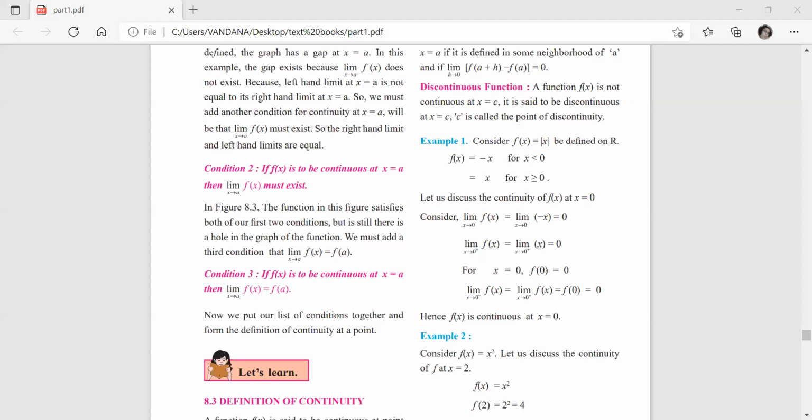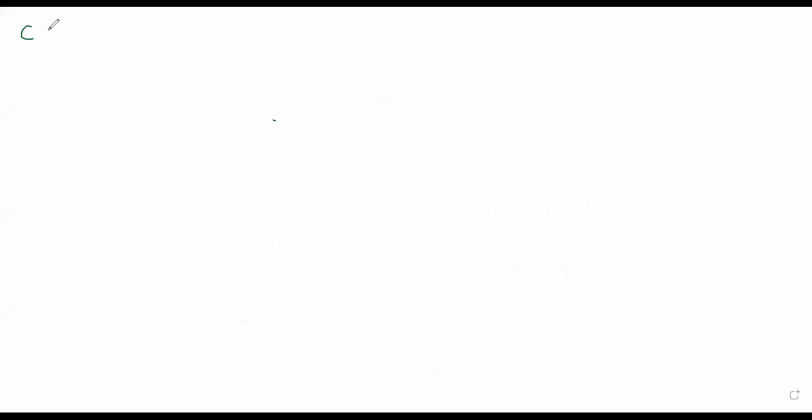The next important chapter, that is continuity. Continuity is an extension of limit. Using limit, we are going to find out whether the given function is continuous or not.